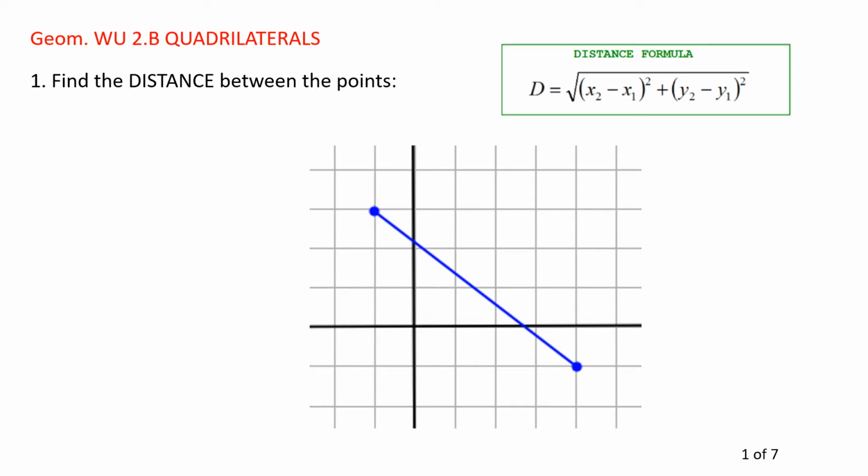Find the distance between the points. Yeah, there's the distance formula, but you know I'm not going to use it. I'm going to use the Pythagorean theorem. I'm trying to find the length of this line. If you reproduce your triangle, you have 1, 2, 3, 4, 5 along this way, 1, 2, 3, 4, and I'm trying to find the hypotenuse.